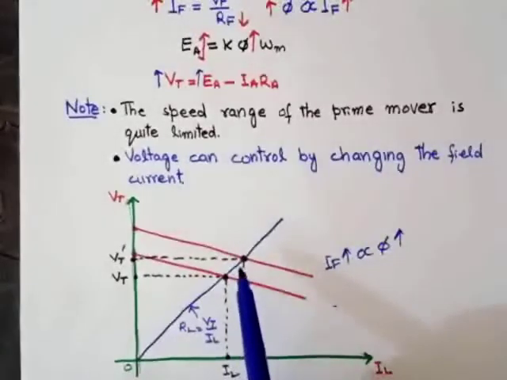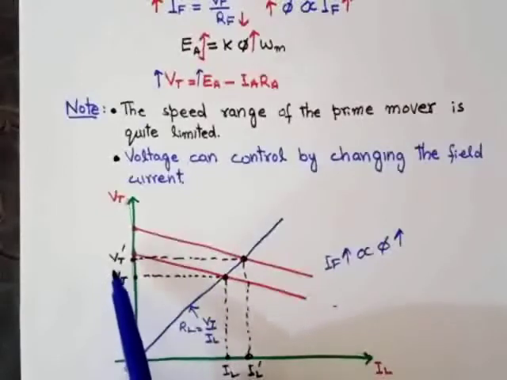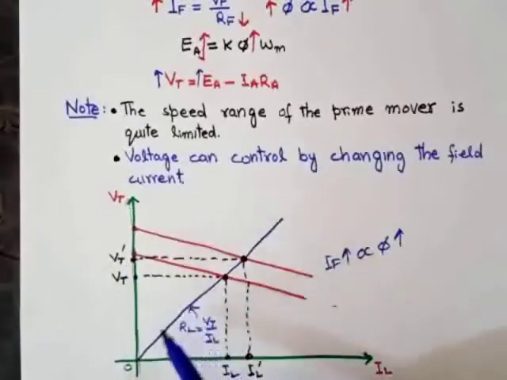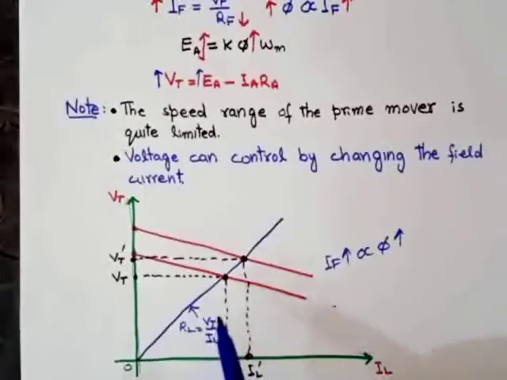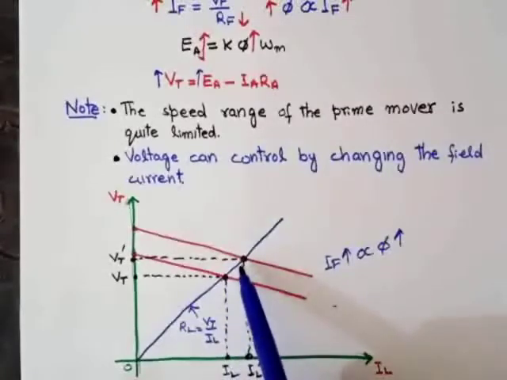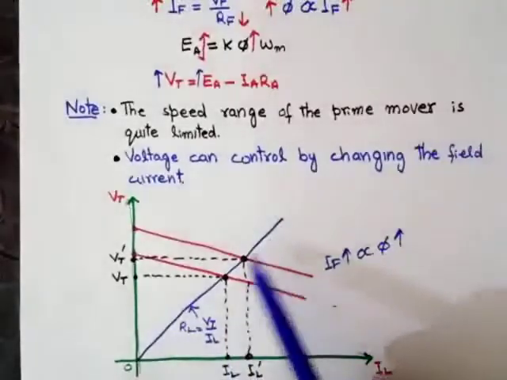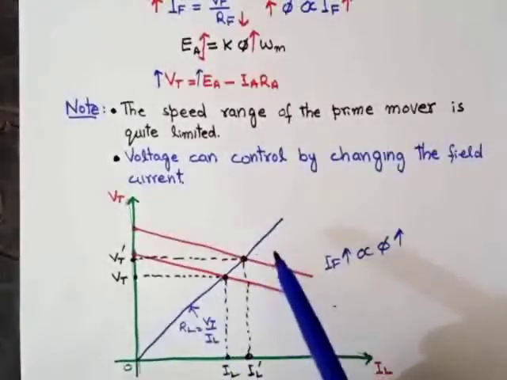In the case of the new terminal voltage curve, this is the actual terminal voltage VT dash, and this is the resultant between VT and IL. As we know, RL is equal to VT over IL, and in this graph there are 2 points. This is the first point and this is the second point. For the operating point, RL will be equal to VT over IL. This curve is basically called the resistance curve.